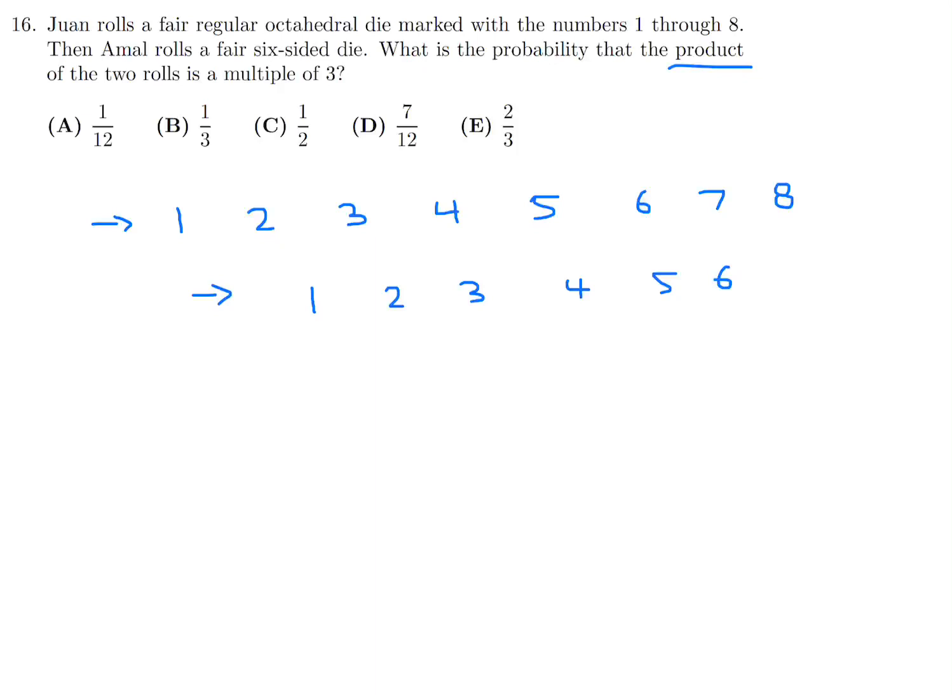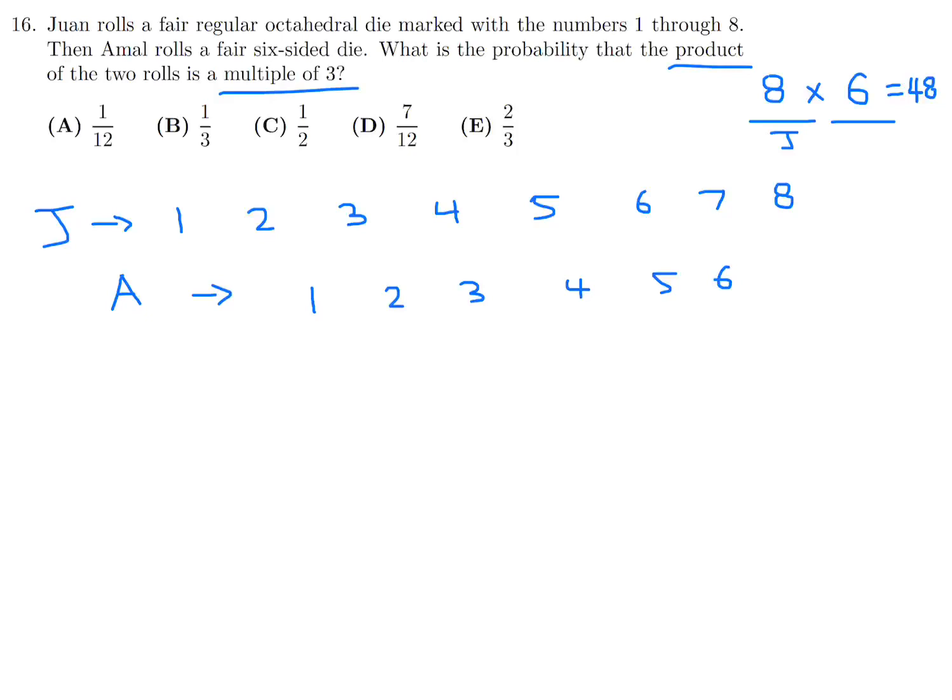What is the probability? So the very first thing I'm going to do is figure out what is the number of possibilities. So for Juan, he has 8 possible numbers that he can get when he rolls the die. For Amal, he has 6 possible numbers. So the total is 8 times 6, which is 48. So that is the complete set. Now we have to figure out, of all those 48, how many will be a multiple of 3.